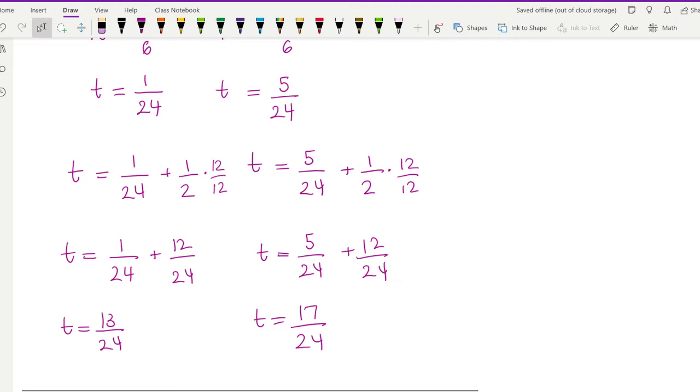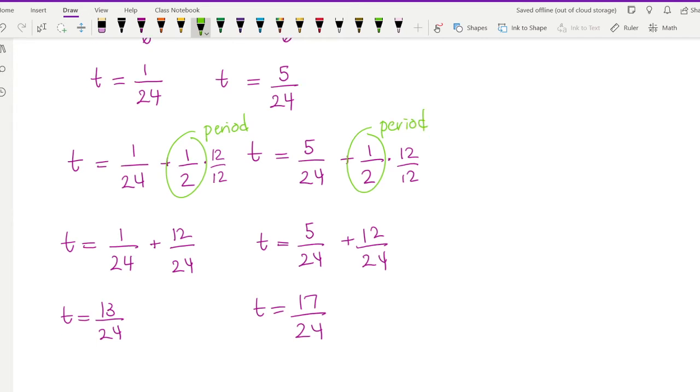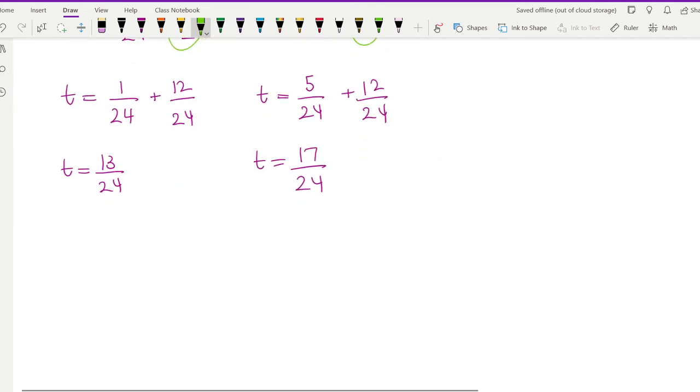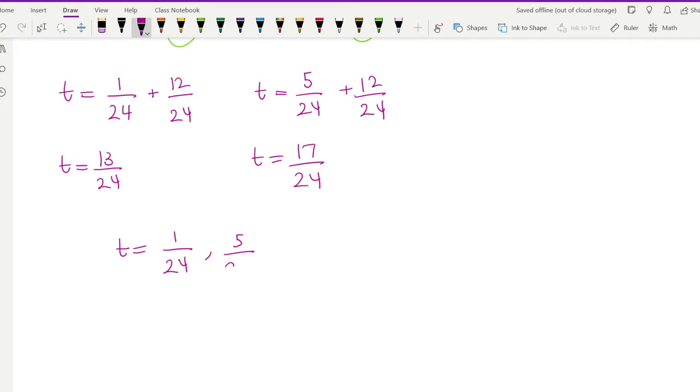And maybe I'll make a note for people who are just looking at the lecture notes. So this is the period, right? That's why we're adding this number. Okay, so what is our final answer? What are our first 4 times? Well, we found t is equal to 1/24, 5/24, 13/24, and 17/24 seconds.